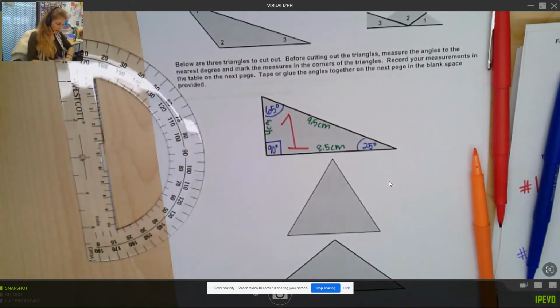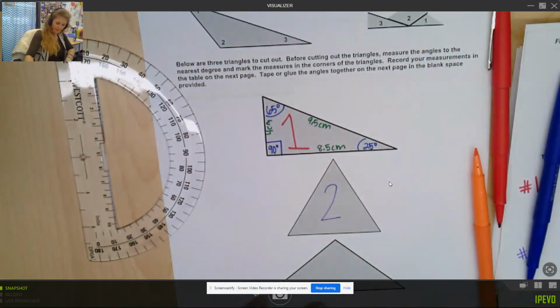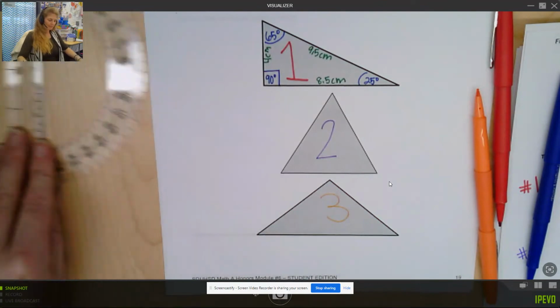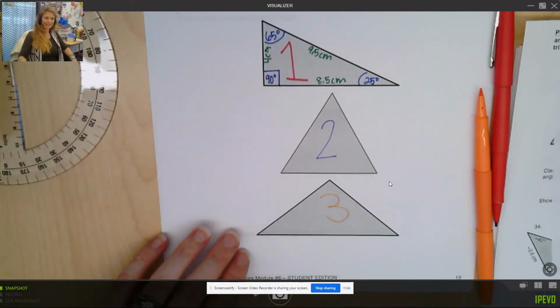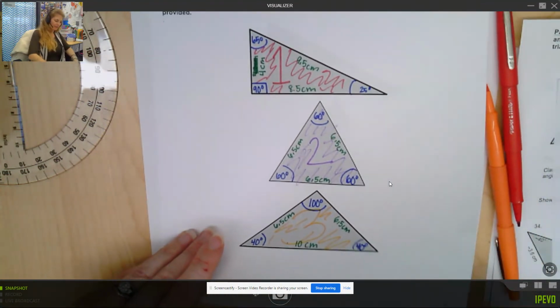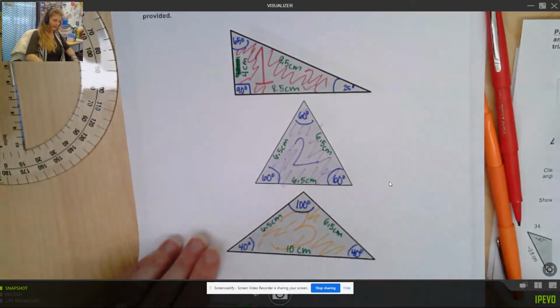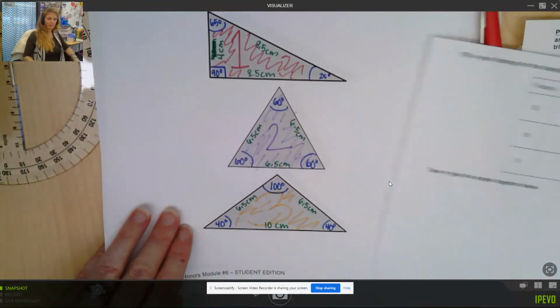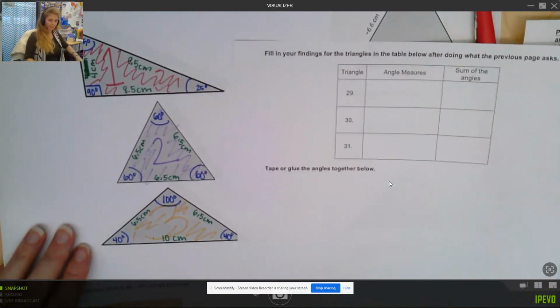So we're going to have triangle 2 and triangle 3. So go ahead, pause the video, and finish labeling your triangles. Okay, they should look something like this. So what we're going to do now is use these values to fill in the table on the next page before we cut them up.